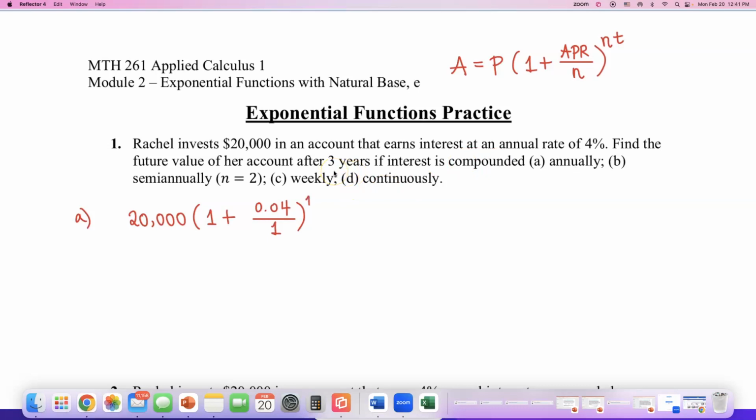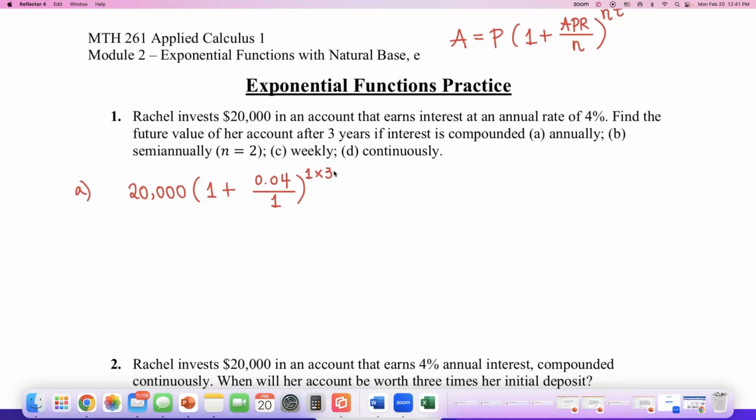So how many years do we have in a 3-year period? That's what that exponent is, okay? So that's A. I'm just going to set it all up, and then I will show you how we can just use the calculator to find all the answers.